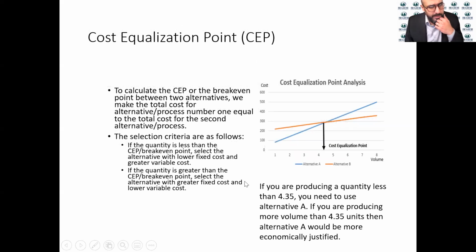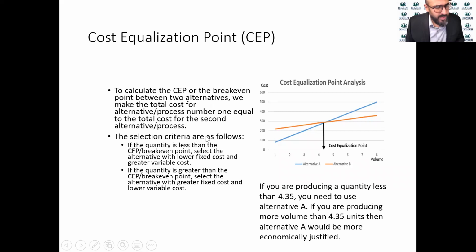All right, example here. For the cost equalization point here, it's about 435. If we are producing a quantity less than 435, we should use A. And if we're producing more than 435, we should use alternative B. And this is how we could justify our economics. To calculate the CEP, or the break-even point between the two alternatives, we make the total cost for alternative or process number one equal to the total cost for the second process or the second alternative.